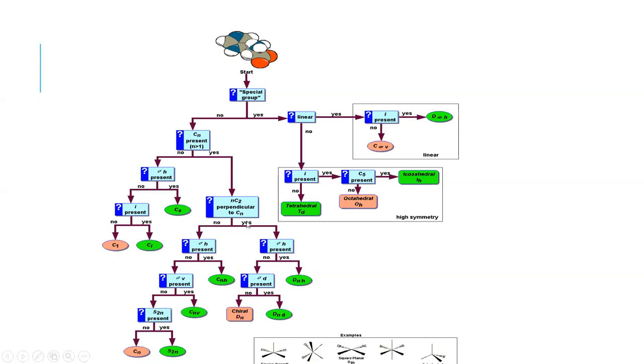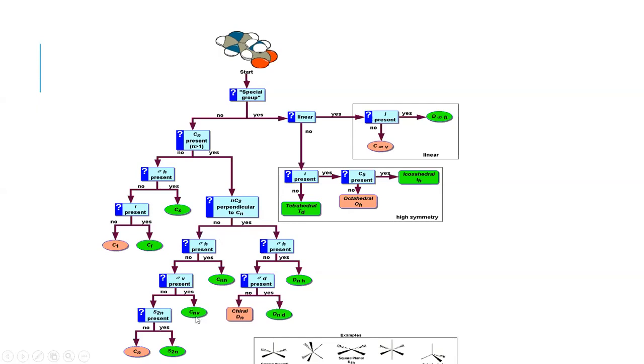And if at all there are no NC2 axes perpendicular to the CN, you have to go to the left side. Here, you have to see if there is a sigma H, a horizontal plane. If yes, then it is CNH. And if no, you have to verify whether sigma V is present or not. And if it is yes, then it is CNV.